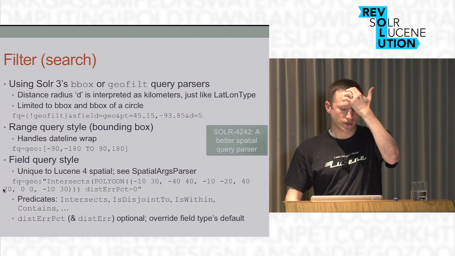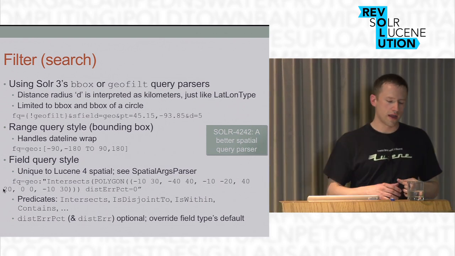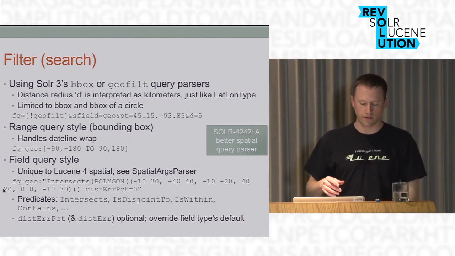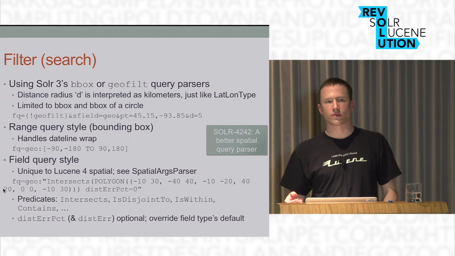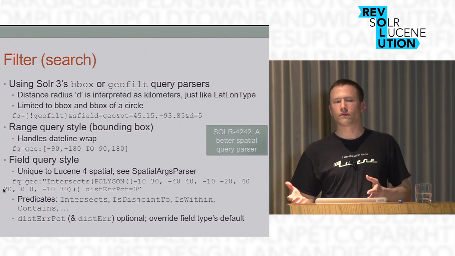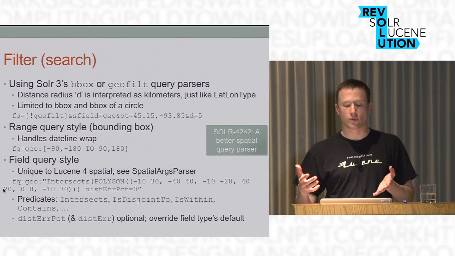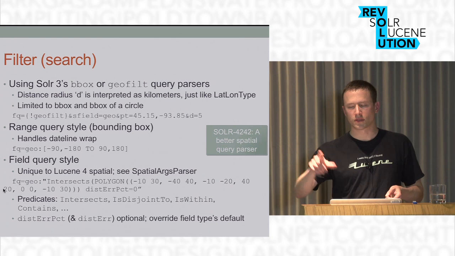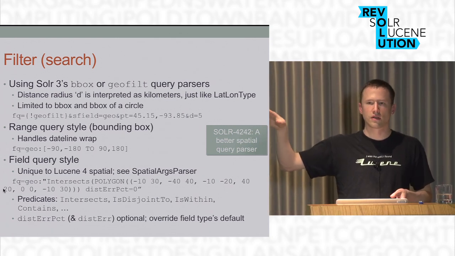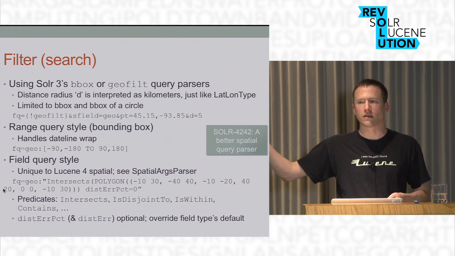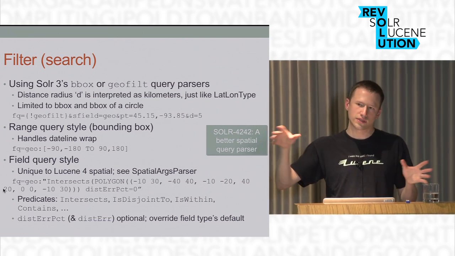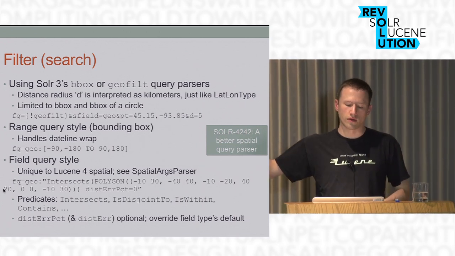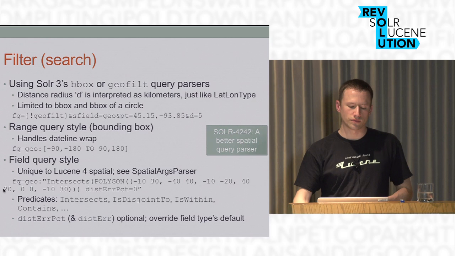What I added in 4.2 is support for the bounding box and geofilt Solr query parsers, so that you can use those query parsers. It's much more convenient, especially if you only have to query by rectangles or circles, then definitely use them. And the d equals 5, that's actually 5 kilometers. When you use geofilt or bbox, the d parameter is kilometers, even though you say units equals degrees in the schema. You can also do range query style for bounding box too.